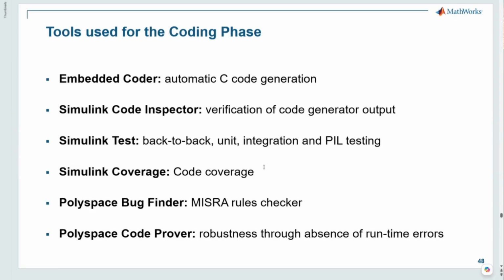You get the report with the statement, decision, and MCDC. Polyspace Bug Finder allows you to verify that the source code complies with coding standards. Again, source code coming from Simulink or produced manually. And Polyspace Code Prover allows you to prove that the source code is robust against 30 runtime errors. So you don't need to provide extra tests to demonstrate that your source code is robust to these runtime errors. You can prove it formally with Polyspace.